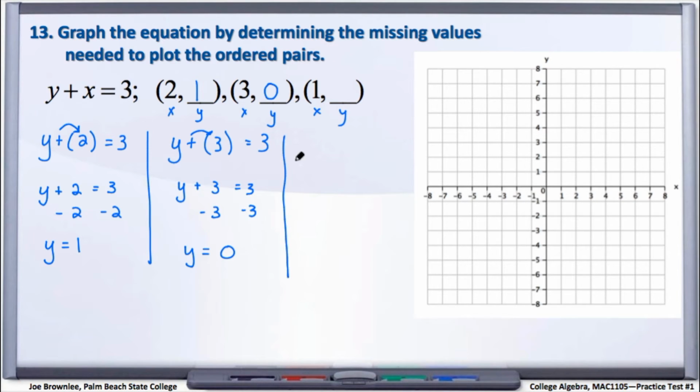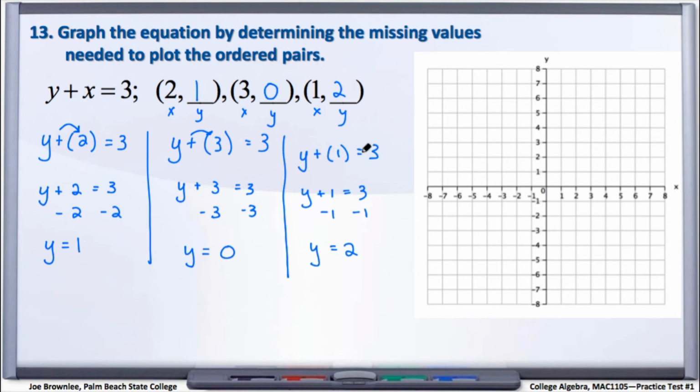And lastly here, we'll plug in 1. So we have y plus 1 equals 3. Subtract our 1. And so we end up with y equals 2. So for this given linear equation, when x is 1, the corresponding y value is 2. So now we have three ordered pairs. Let's go ahead and plot these 3 points and see what our line looks like.